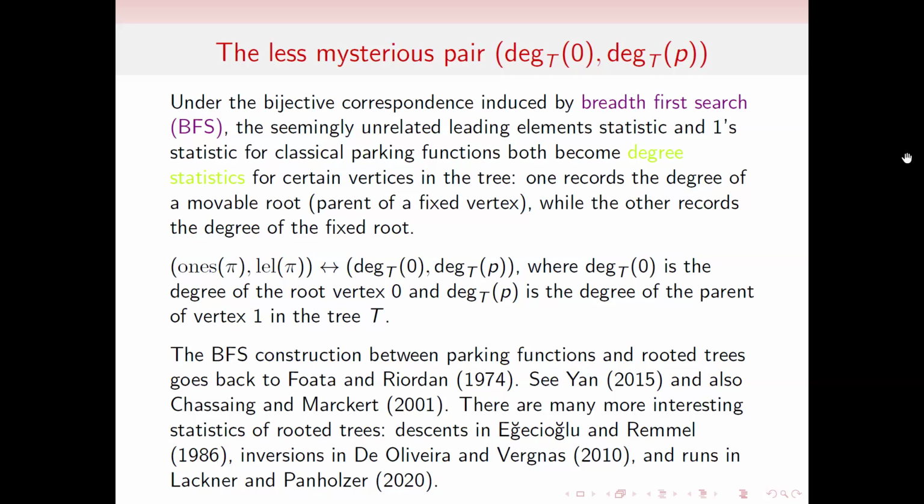It's like it's always a parent of vertex 1. And I guess I should also mention, you don't necessarily need to look at the leading element. You can also look at the next leading element and so on. It will be the parent of vertex 2 and vertex 3 and so on. So then these statistics are of the same nature, and it's more reasonable that they are equidistributed.